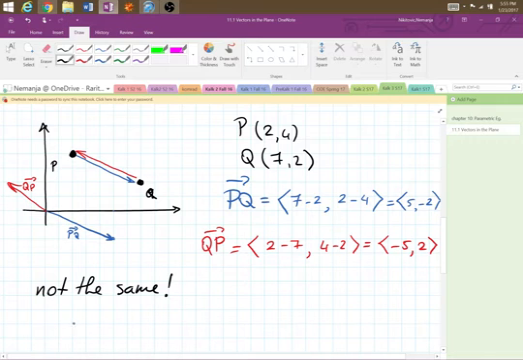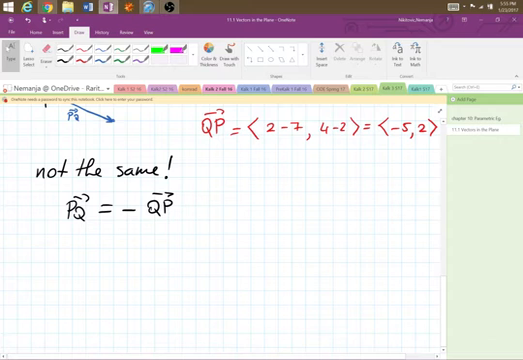And we can actually write that the vector PQ is equal to negative QP. Make sure you have these arrows above letters, because that means it's a vector. That's the notation. So these are not the same vectors, even though they have the same magnitude. They don't have the same angle. All right.